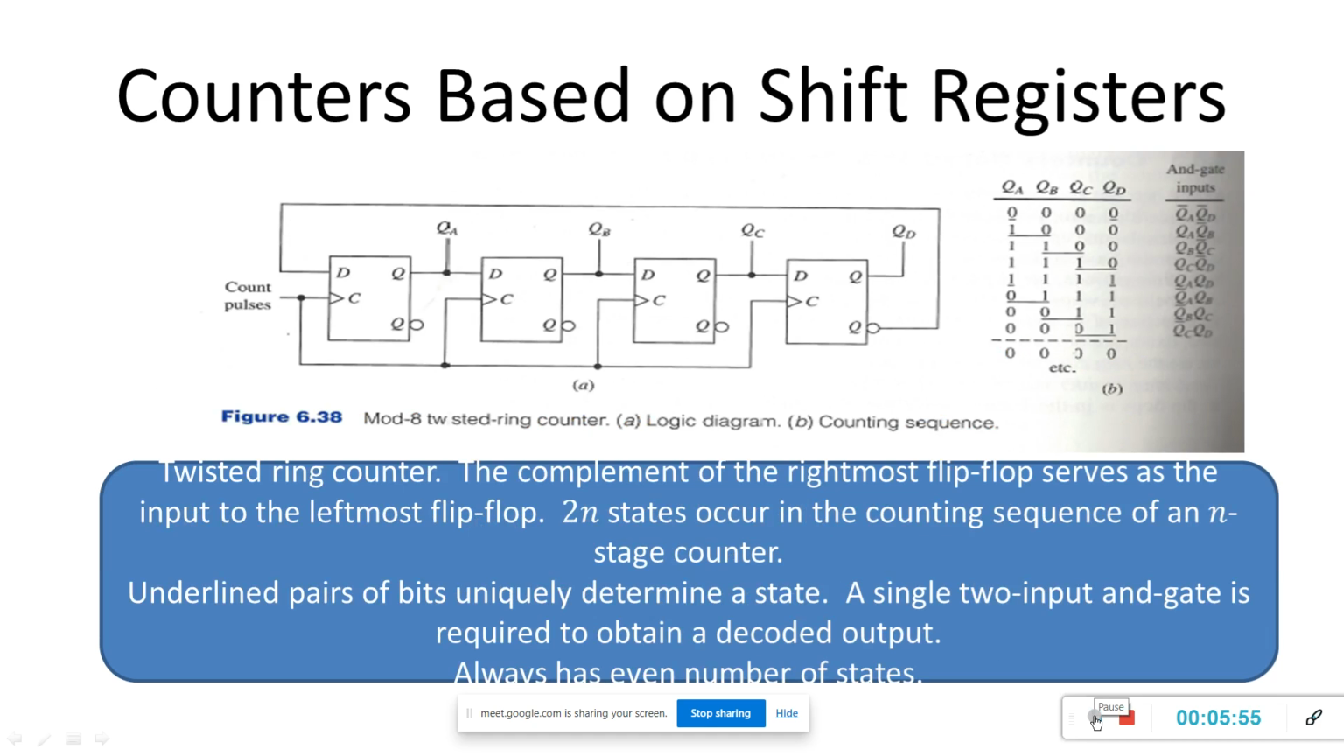So here one more type is the mod 8 twisted ring counter. This is the logic diagram, and this is the counting sequence. Here, instead of QD, QD bar is connected as an input. See here, the clocks are applied simultaneously. First you check that the clocks are applied simultaneously, so it is a synchronous type.